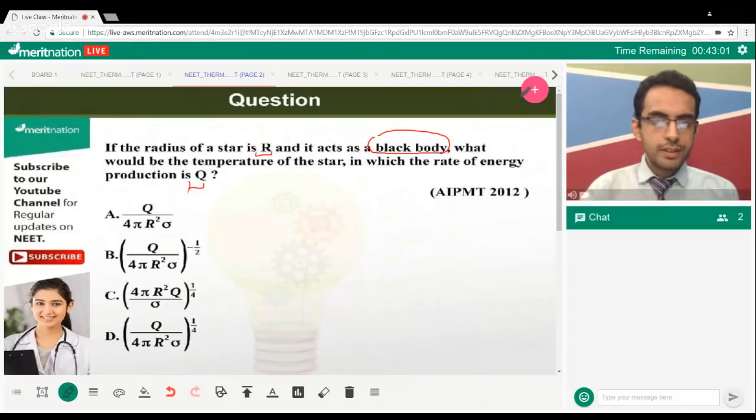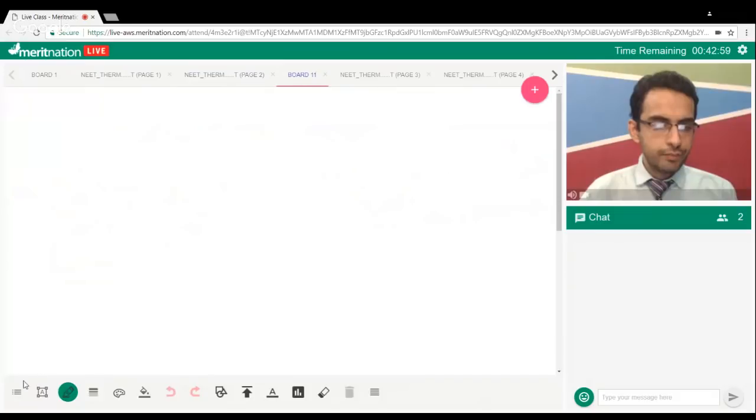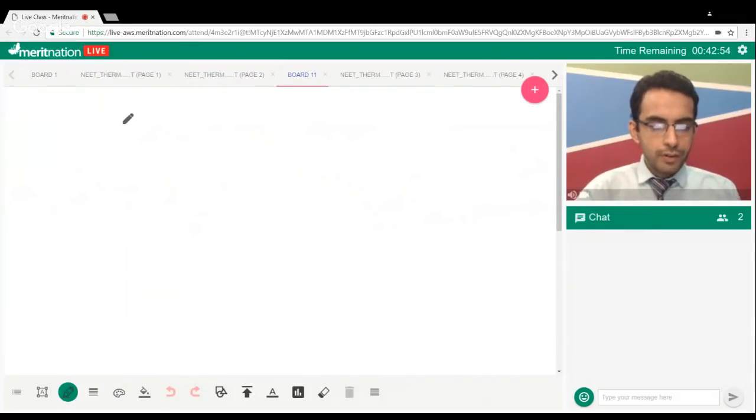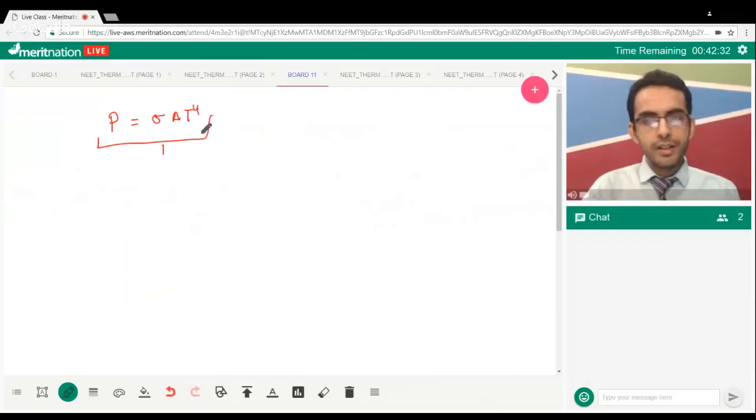What does that law say? It says that the power radiated by a black body is given by sigma A T raised to the power of 4, where sigma is the Boltzmann constant, A is the surface area, and T is the temperature of the body, right? This is the power radiated by a black body.